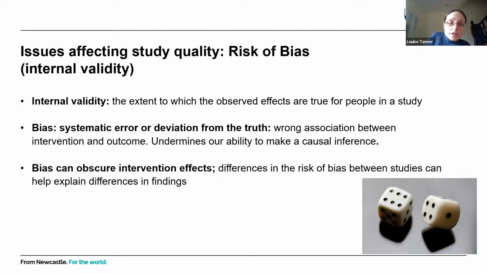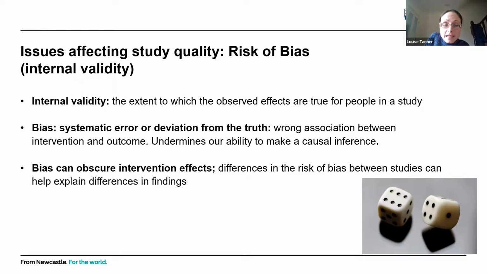Bias refers to systematic error or deviation from the truth, which could result in the wrong association between an intervention and an outcome, and it undermines our ability to make a causal inference. A related term is internal validity, which refers to the extent to which the observed effects are true for the population under study.